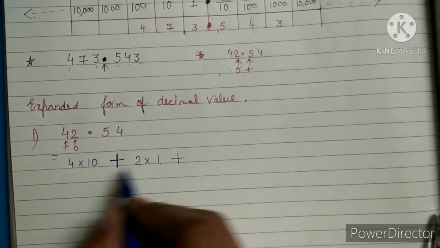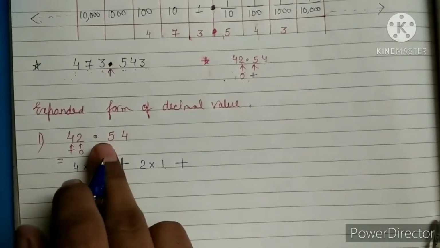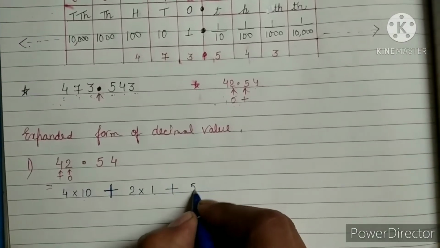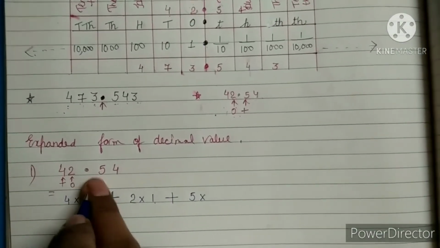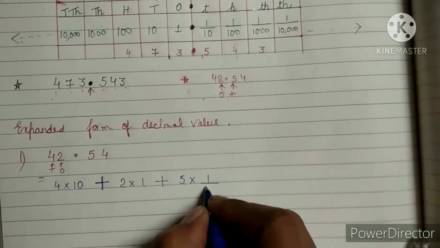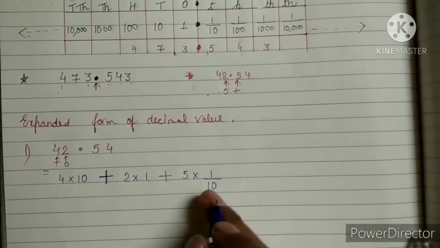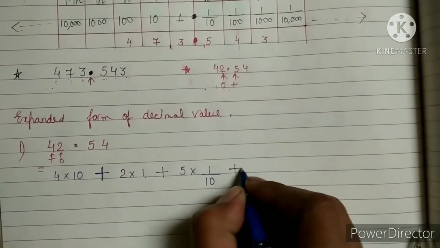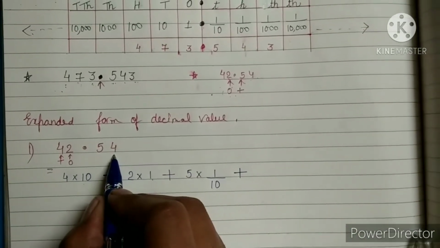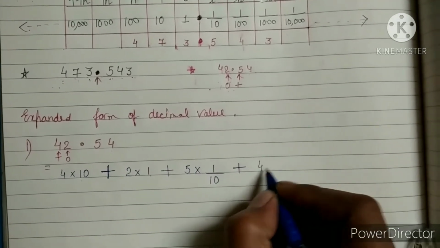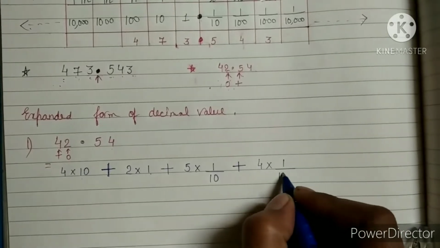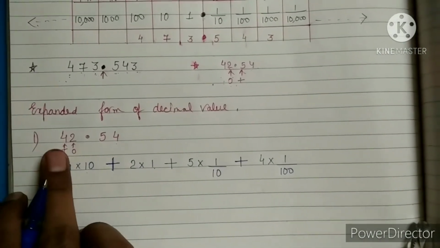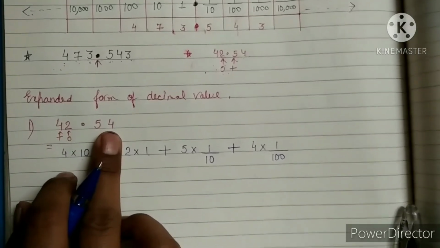Ones, tens completed. Now we have to go to the tenths place. So 5 will multiply by one-tenth. Tenth means 1 divided by 10, plus. Here 4 is on the hundredths place. So 4 will multiply by 1 by 100. This is the expanded form of 42.54.